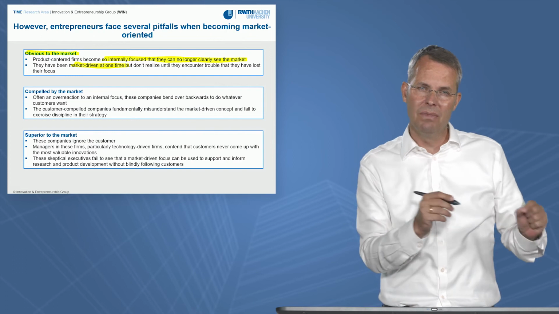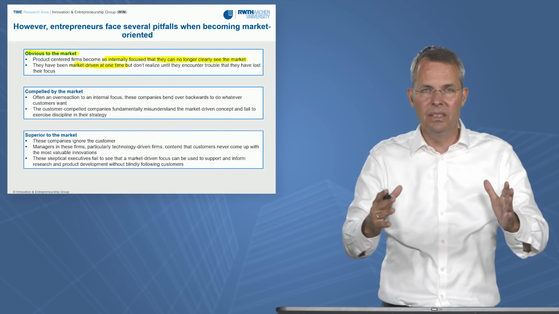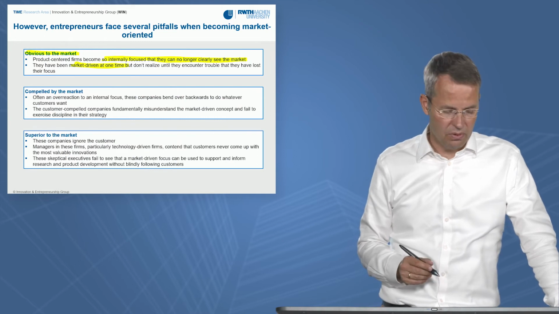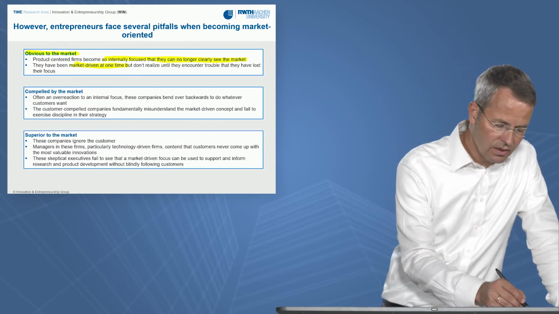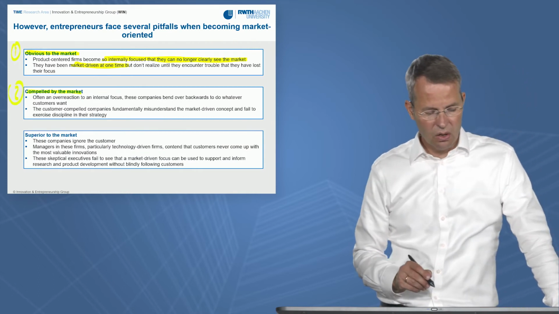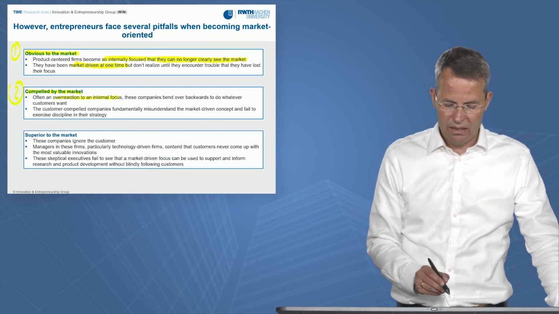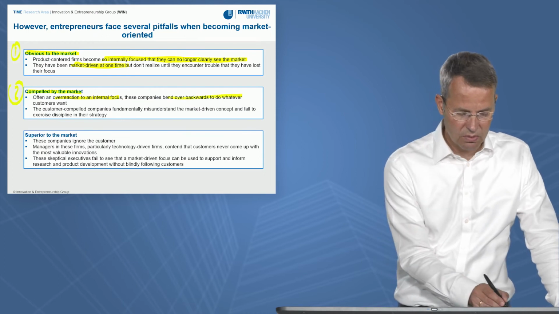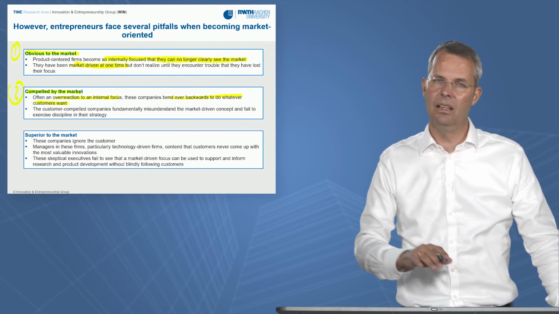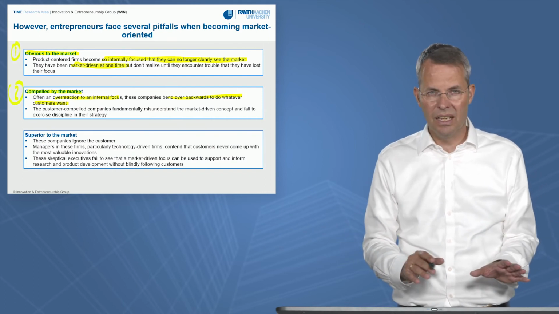So this is why market orientation, and having that general idea of we as a company have an organization-wide market orientation, is so important. The second pitfall you can run into is that you're compelled by the market. It's an overreaction to an internal focus. These companies bend over backwards to do whatever customers want. So it's listening to the customers too much. We talk about that when we talk about product development further, because it keeps you away from standardization.